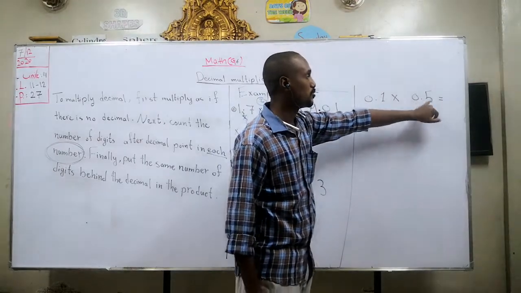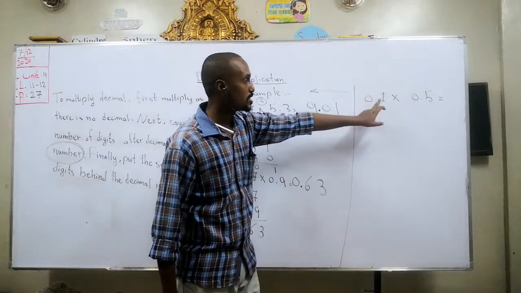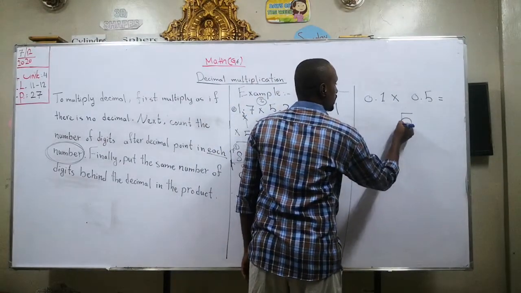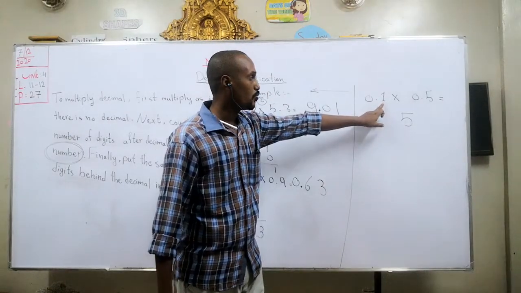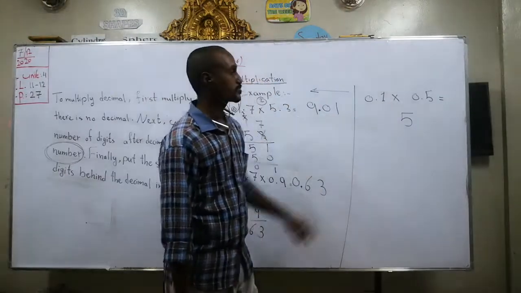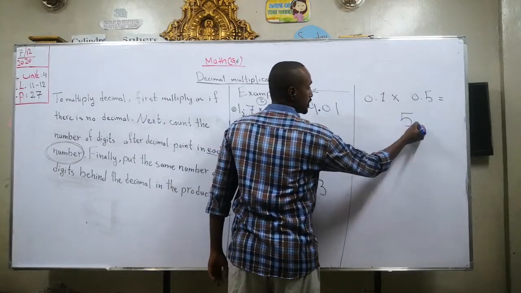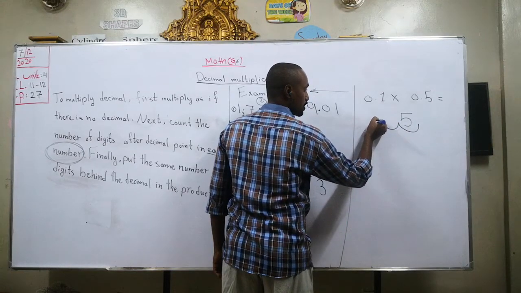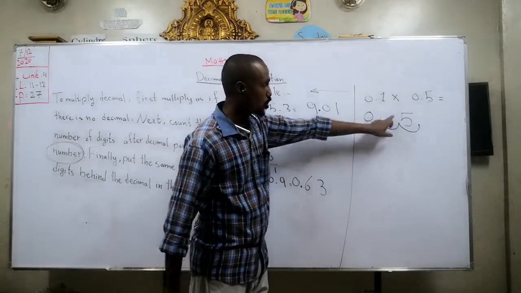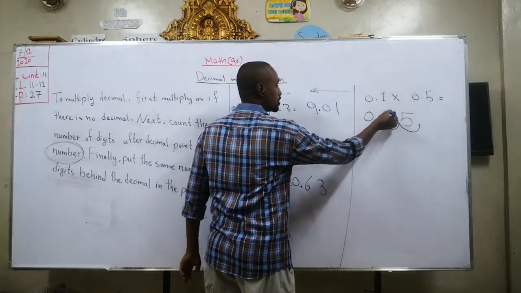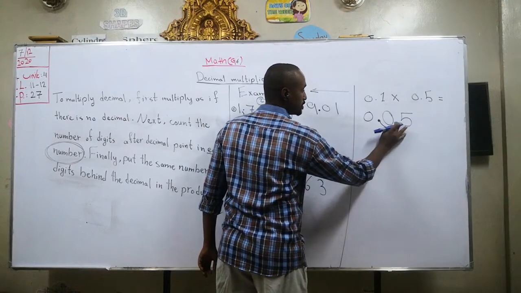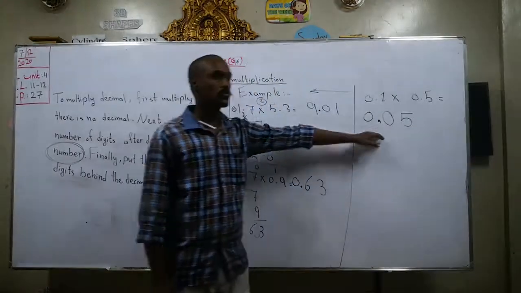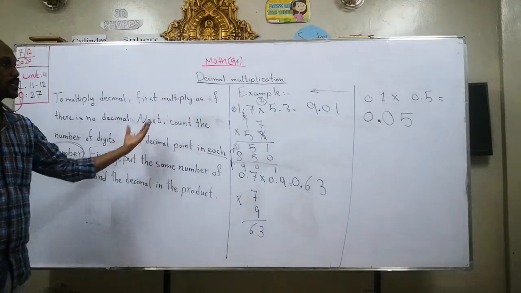The last example. 0.1 multiplied by 0.5. Imagine if we don't have the decimal point, the answer will be 1 times 5 equals 5. How many decimal places? 1 here and 1 here, so that means 2 decimal places. Count from here, go to the left, 1, 2. And in the empty place we put 0. That means the answer will be 0.05.